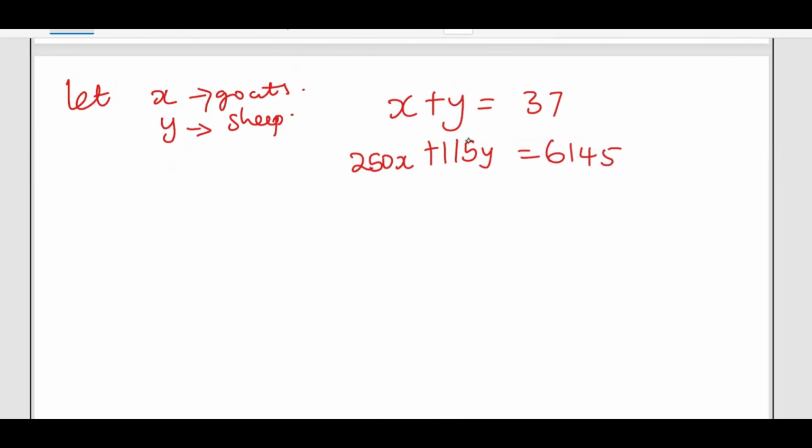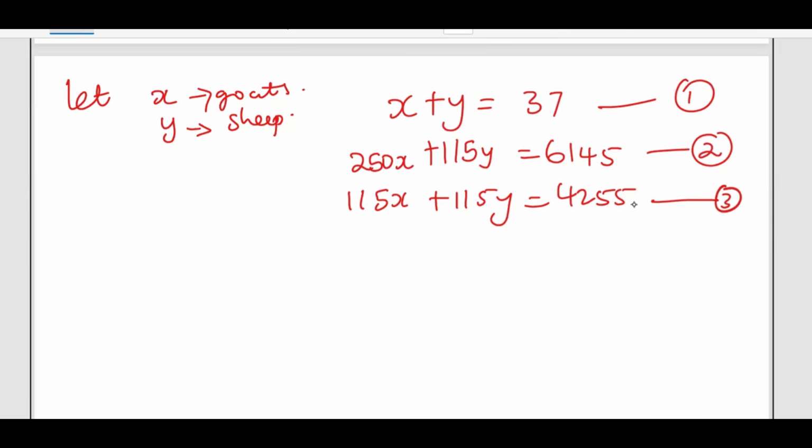Okay, so this is a typical simultaneous equation. So question 1, this is equation number 2. What we need to do, we can use elimination, or you can use substitution, depending on what you were taught at school. If I multiply through by 115, it's going to be 115x plus 115y. What is 37 times 115? It becomes 4255, no?